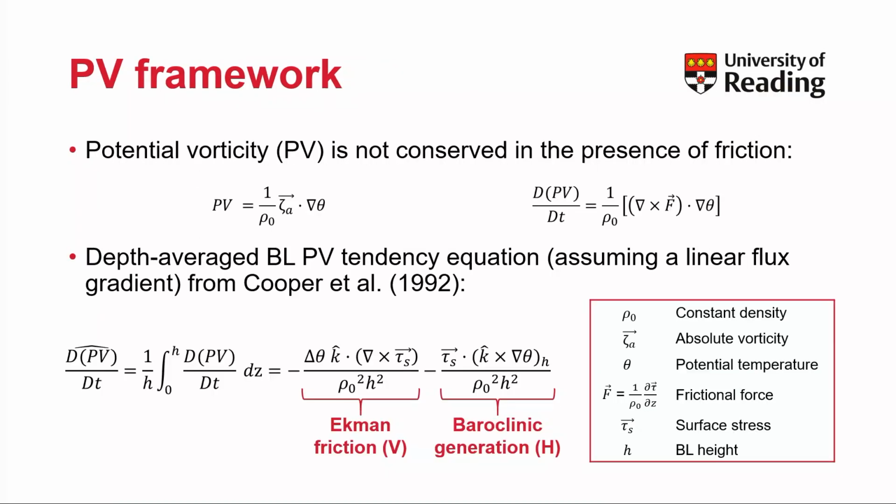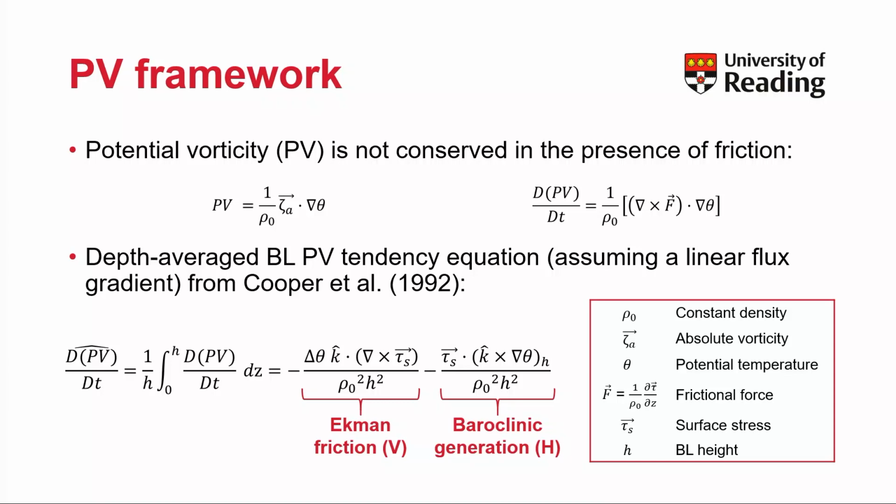So with this work, I'm going to be using a potential vorticity framework. So PV is a measure of both spin and stratification. And importantly, it's not conserved in the presence of friction. So friction in the boundary layer means that this tendency of PV will be non-zero. And I'll be using this depth-averaged PV tendency equation in the boundary layer, which was derived by Cooper et al.